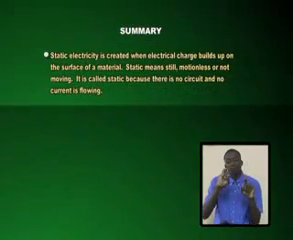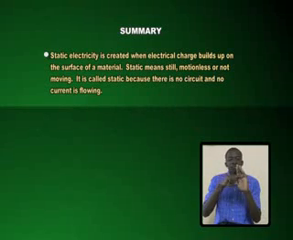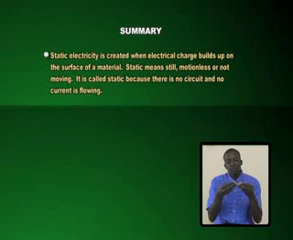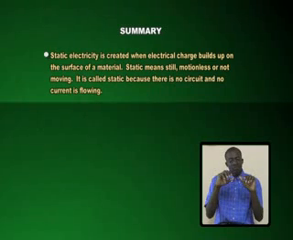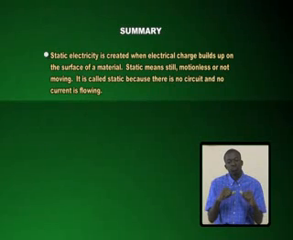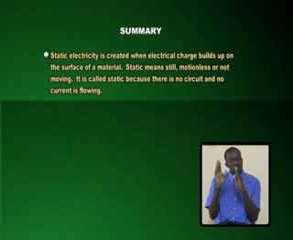Let's summarize what we have learned about electric current. Static electricity is created when electrical charge builds up on the surface of a material. Static means still, motionless, or not moving. It is called static because there is no circuit and no current is flowing.